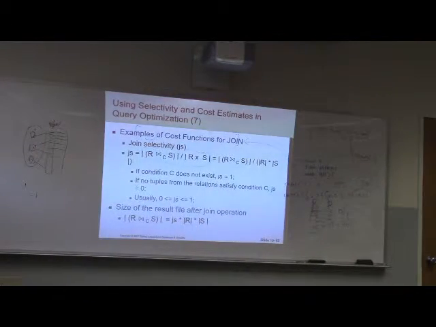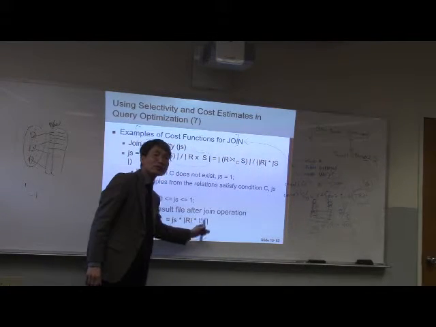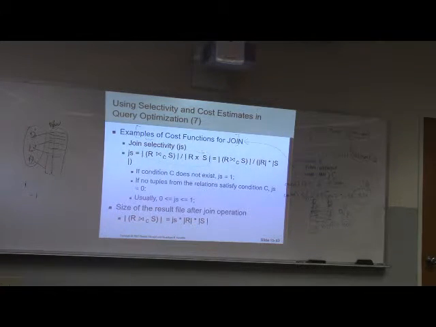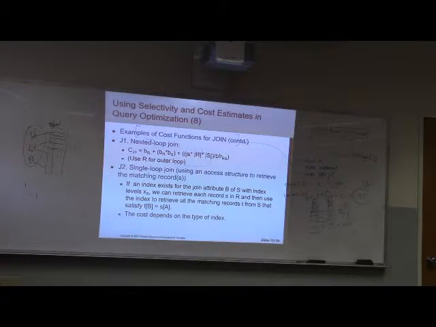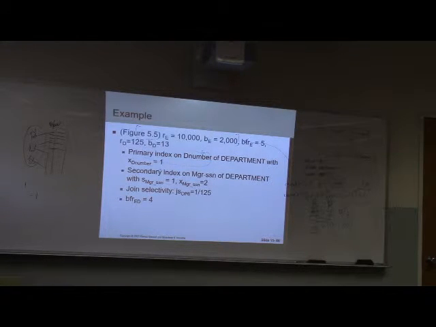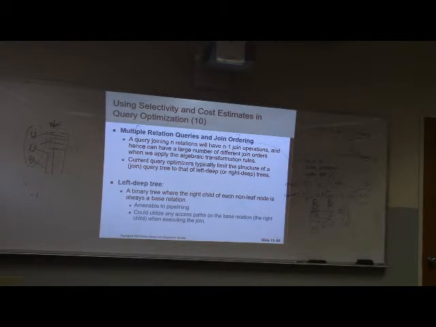Then how many tuples will be returned? Join selectivity times the number of R times the number of S will be the estimation of how many tuples will be returned. Using this, as we have seen, there are three main join operations: nested loop join, single loop join, and sort merge join. So we will see each case, the cost function, and we calculate the cost of the example query. Then finalize the query optimization.